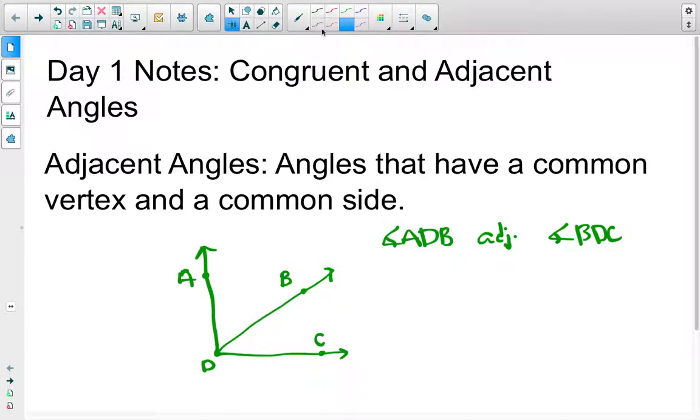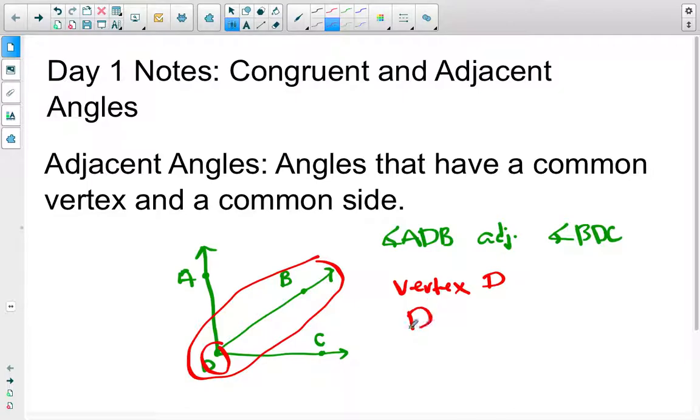As you can tell by our definition, what these two angles share is a vertex. In this case, our vertex is D, right? And the common side is this ray here, which is ray DB. If we remember our notation, we put the ray notation above it. These are the two things we need to make angles adjacent. This is what we'll use most of the time in this class. Now, we will have instances where they're not adjacent, and we'll talk more about those later.